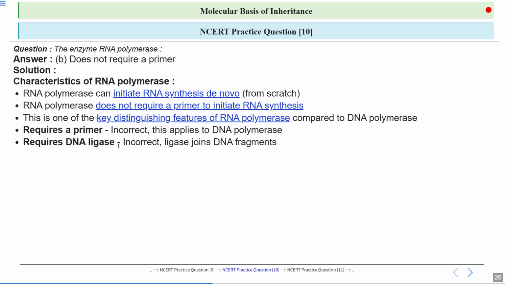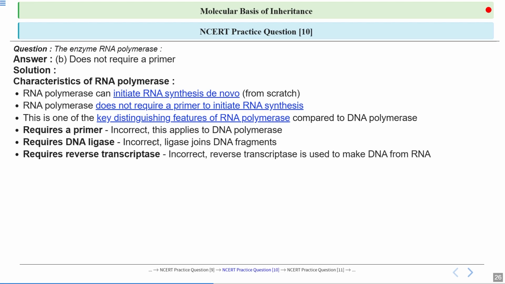Requires DNA ligase: this option is also incorrect because ligase joins the DNA fragments. And one of the options was requires reverse transcription. This is also incorrect because reverse transcription is used to make DNA from RNA.